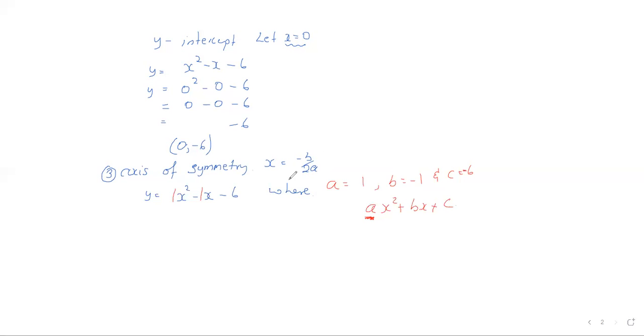So we substitute those values there. Therefore, we say the axis of symmetry is equal to negative b over 2a. Our b is -1, and our a is 1. Negative multiplied by negative is positive. 2 times 1 is 2. So that's what we have. Now the fourth one is for us to get the turning point.